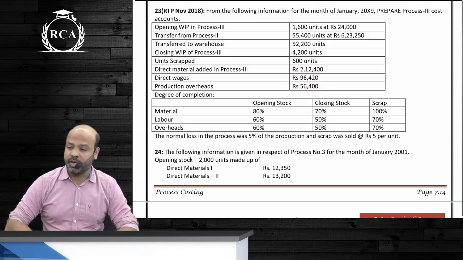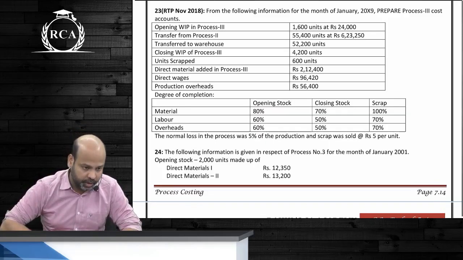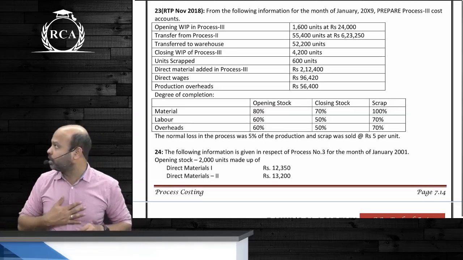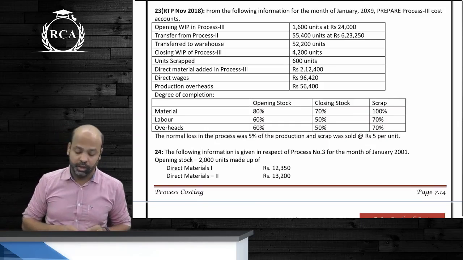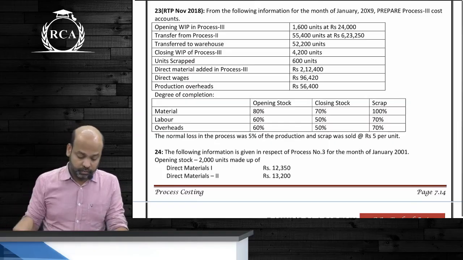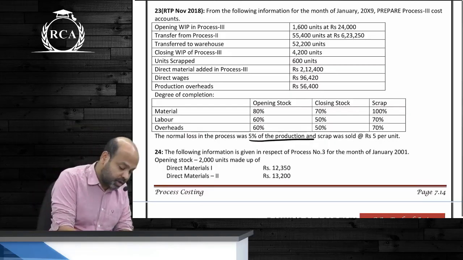Materials should be segregated into 2 categories, material 1 and material 2. The degree of completion for material 1 will always be 100%, guys. It will not be the degree of completion that is given here. The other new part that we see here, beta, is that normal loss is given as a percentage of production. Underline that. Normal loss in the process, beta, is as a percentage of production.